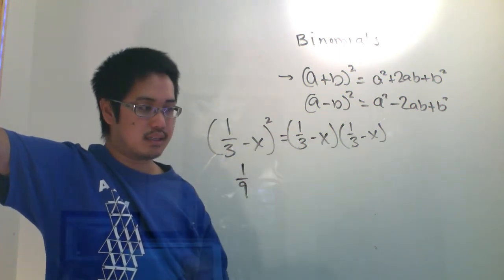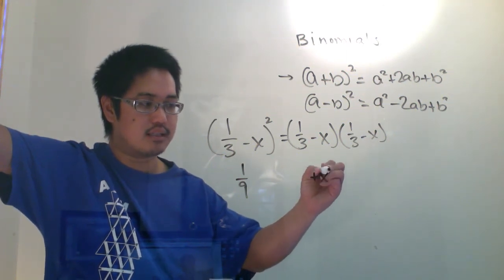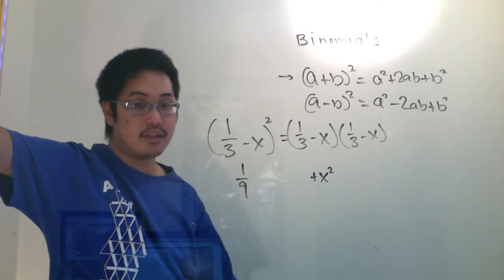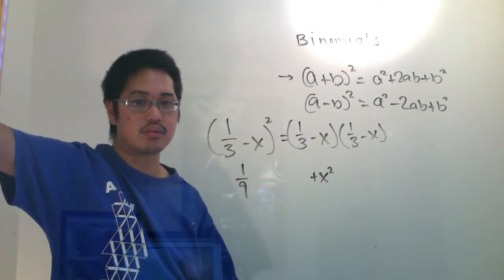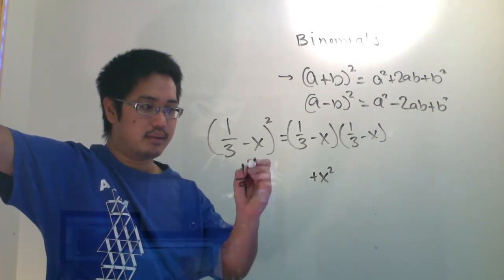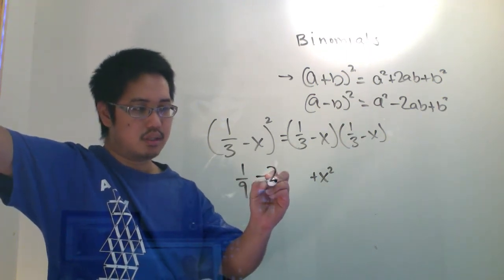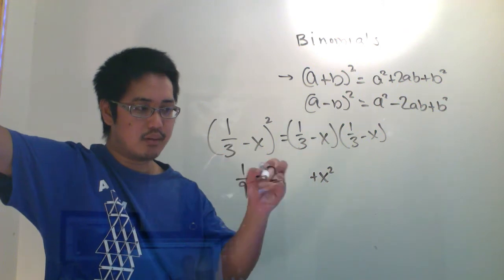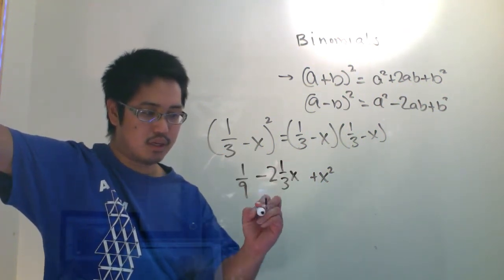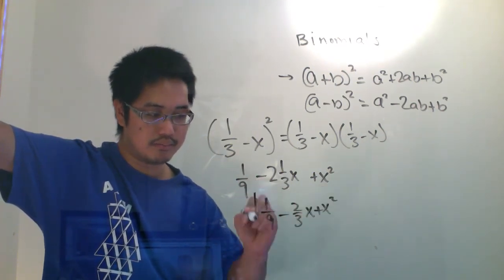I square the second thing. So negative x times negative x is positive x squared. We good with that? And then I don't forget about my cross term, the middle term. In this case it's minus, because of the minus there, 2 times this one times that one. So it's 1/3 times x. So my answer is 1/9 minus 2/3 x plus x squared.